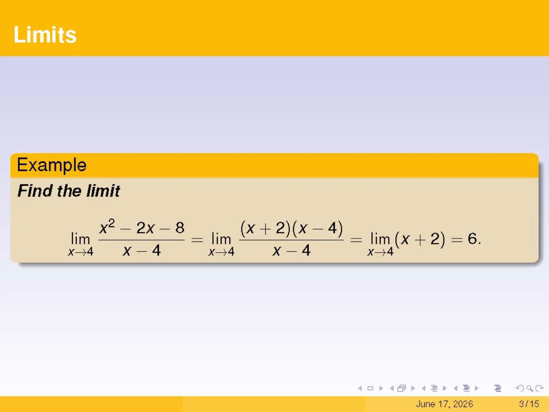Let's find the limit of the function (x squared minus 2x minus 8) divided by (x minus 4) as the variable x approaches 4. First, we factor the numerator into (x plus 2) times (x minus 4). At this point, we can cancel out the factor x minus 4. This simplifies our problem to evaluating the limit of x plus 2. Since we are considering the limit as the variable x approaches 4, we can simply substitute 4 into the function x plus 2 to get the final limit of 6.